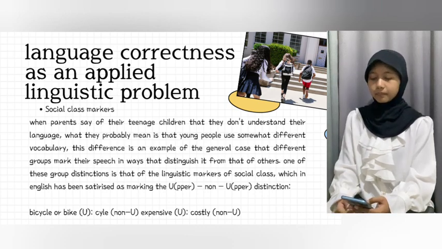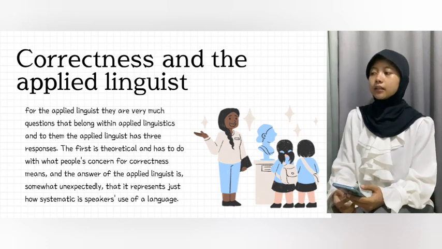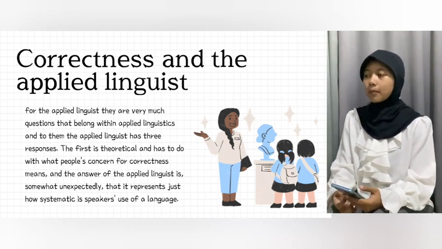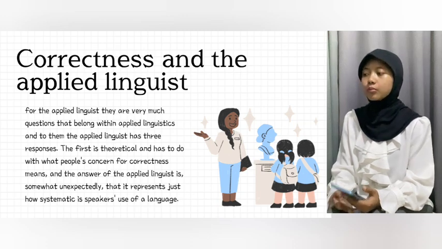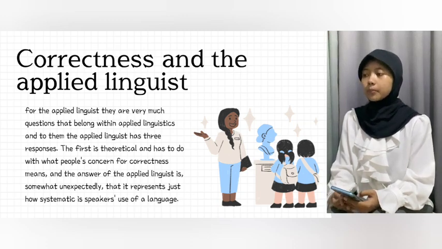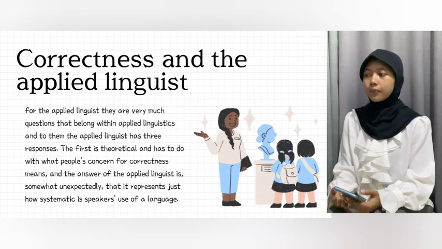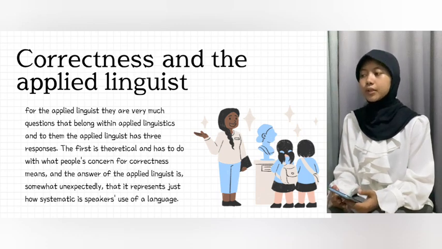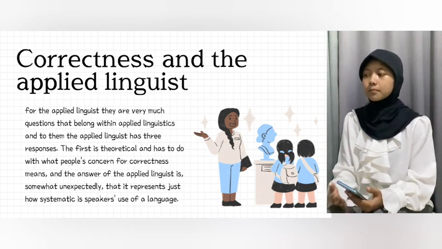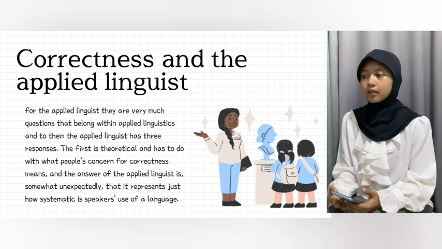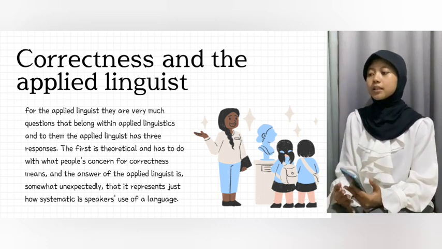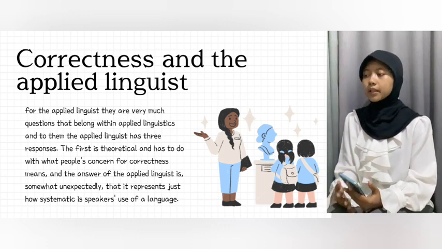Correctness and applied linguistics. For applied linguistics, there are questions that belong within its field, and to them applied linguistics has three responses. The first is theoretical and has to do with what people concerned for correctness mean, and the answer for applied linguistics is, somewhat unexpectedly, that it represents just how semantic speakers' use of a language is.